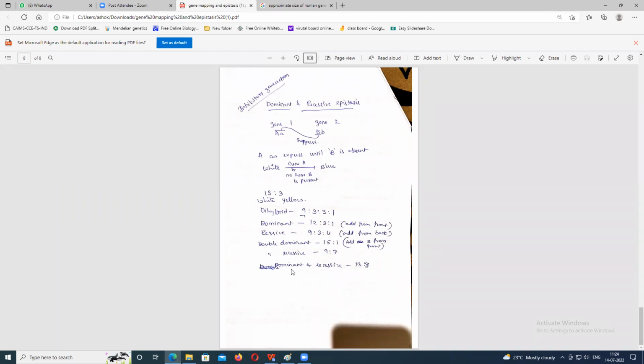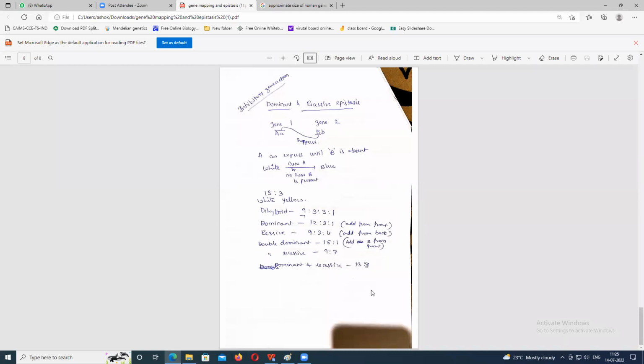These ratios are very, very important in all competitive exams, my dear friends. So this dihybrid ratio, dominant, recessive, double dominant, double recessive, supplementary, duplicate, inhibitory. These ratios are very important in all competitive exams, including CPGET and even CUET, my dear friends. So better you take a screenshot and learn it by heart. This is most important. Madam, please proceed.